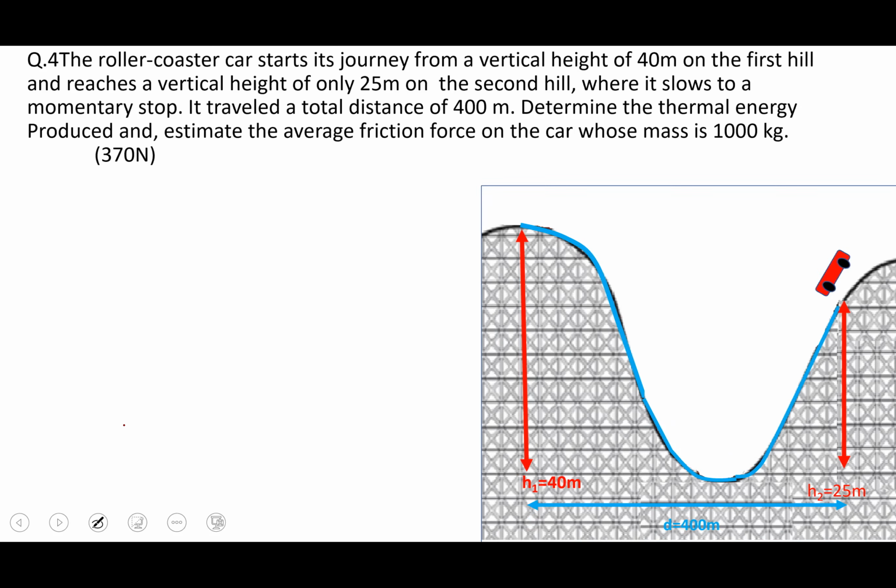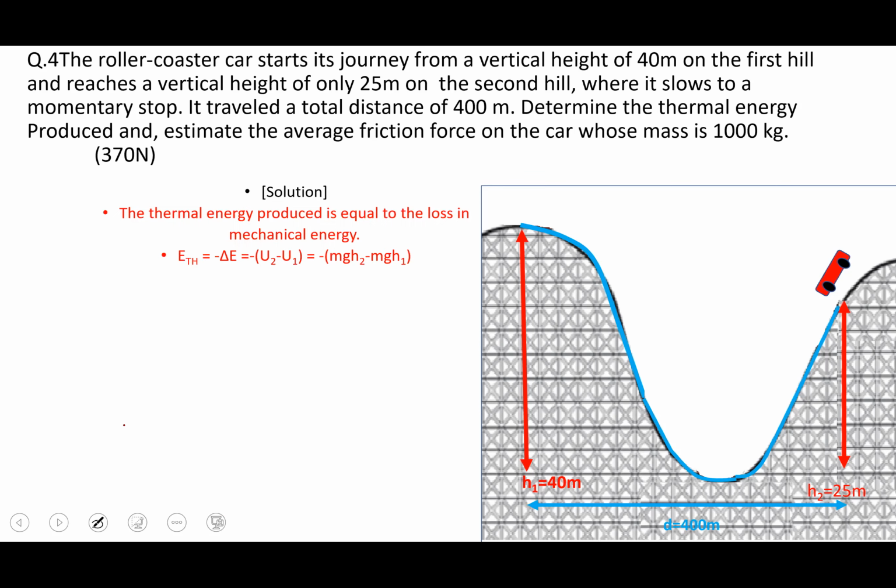Now, in this case, as you can see, the tires of this roller coaster were having friction with the tracks of the roller coaster. So in that case, we have to understand the loss of energy in the case of friction as well. So the solution says the thermal energy produced is equal to the loss in mechanical energy. That means the thermal energy, which is represented by E_T, is equal to the loss of the mechanical energy, which you can say is the loss of potential energy.